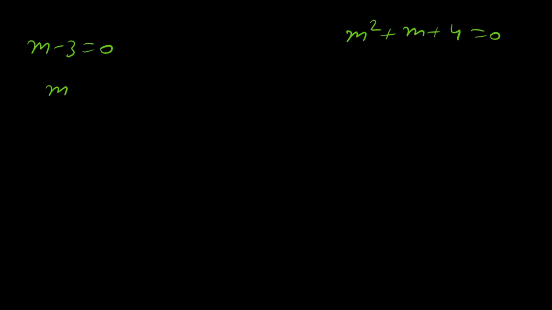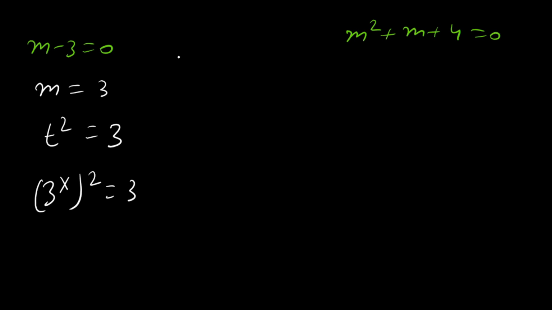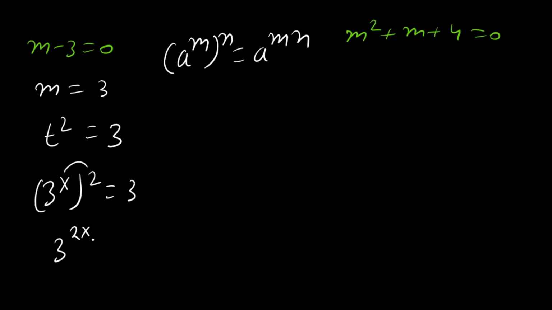Here value of m is 3. This m is t square. So m is replaced by t square, this is equals to 3, and t is 3 power x. So 3 power x bracket power 2 is equals to 3. Here we will apply again this rule, a power m bracket power n is equals to a power m times n. If we apply this rule here, then we can say 3 power x bracket power 2. It means this x and this 2 is multiplied, then we get 2 times x and this is equals to 3. Let's suppose here power is 1.